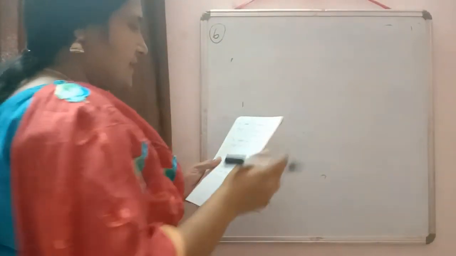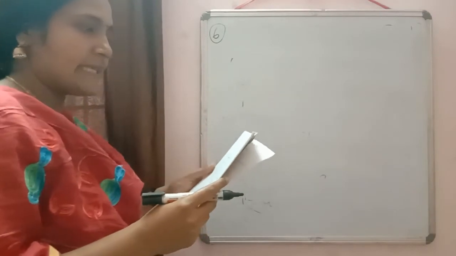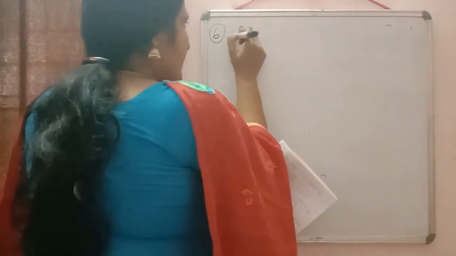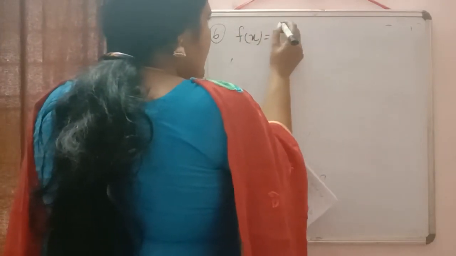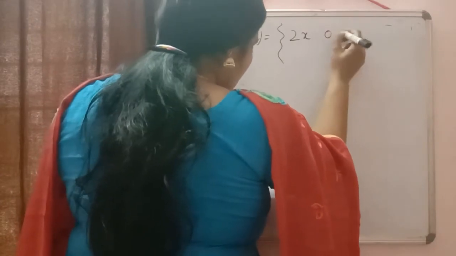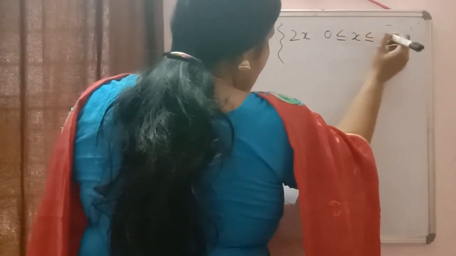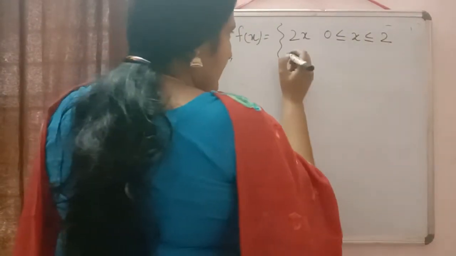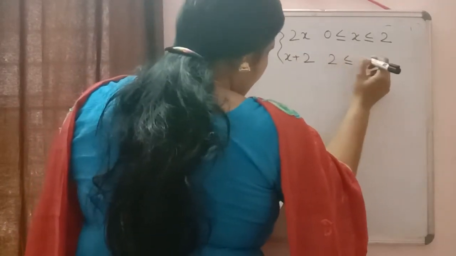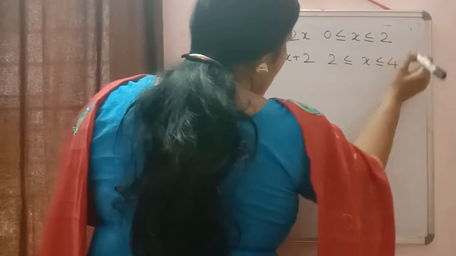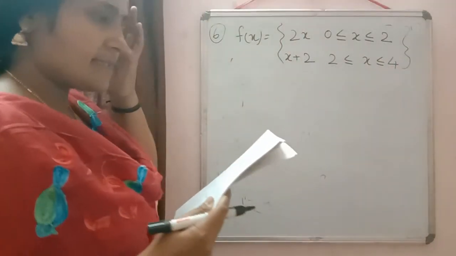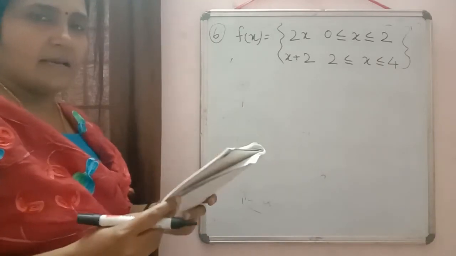Question number 6 is written. The relation f is defined by f of x is equal to 2x, 0 less than or equal to x less than or equal to 2, and this is equal to x plus 2 if 2 less than or equal to x less than or equal to 4. The relation g of x is defined by the relation g.